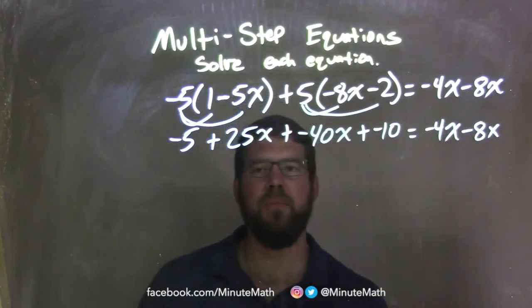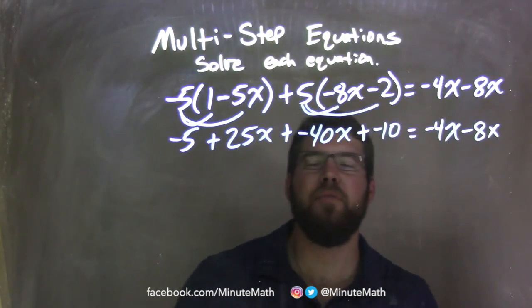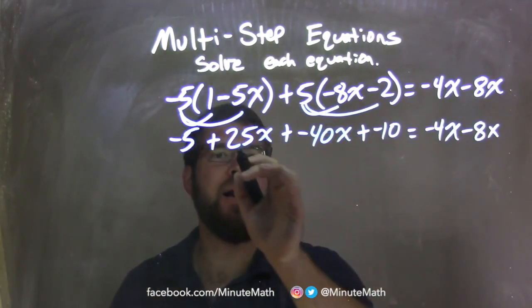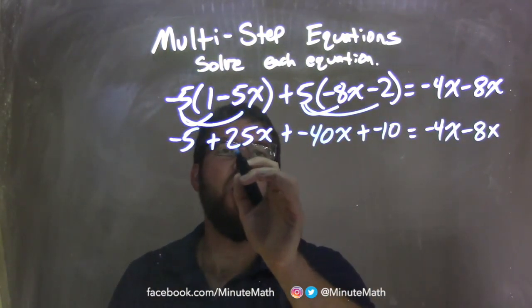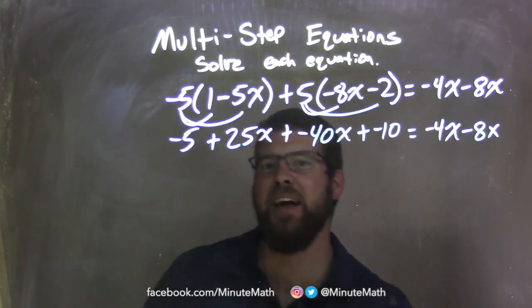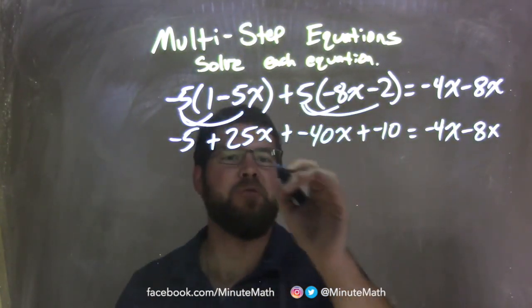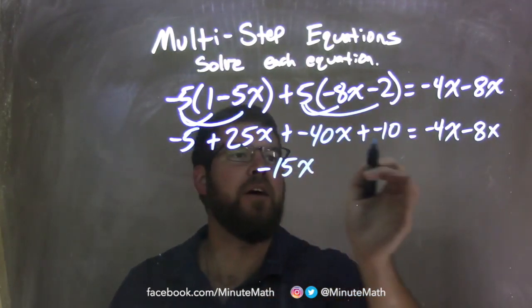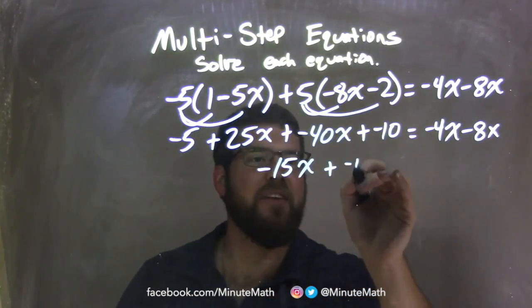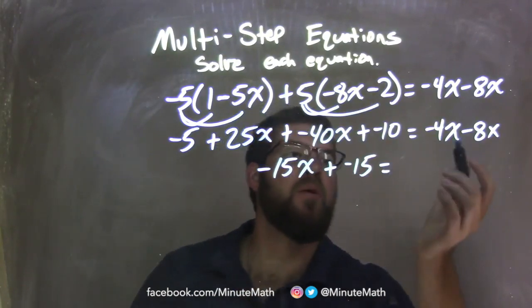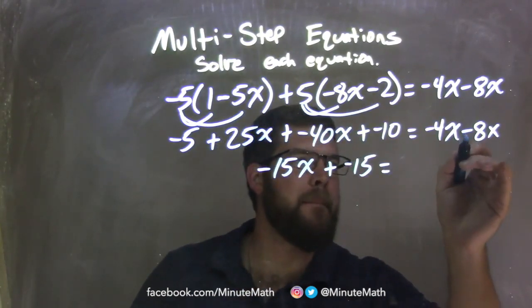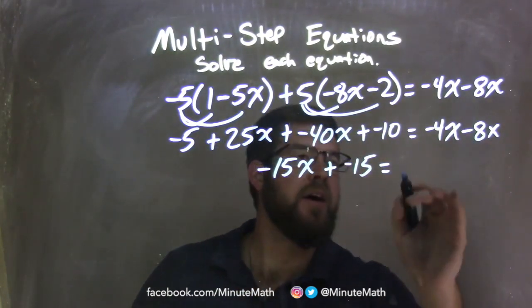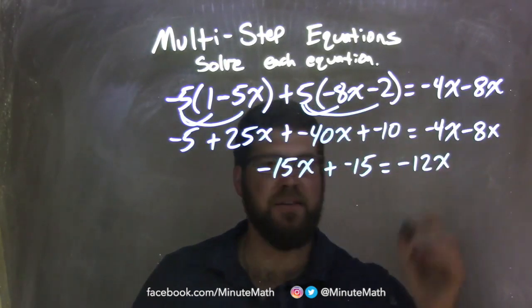Okay? All right, let's go simplify each side now. Let's combine our like terms. So I'm going to do the x's first. 25x plus a negative 40x comes out to be a negative 15x. And now negative 5 plus a negative 10 is a negative 15, equals, on the right I can combine those, right? That minus 8 is plus a negative. So we have a negative 12x going on here.